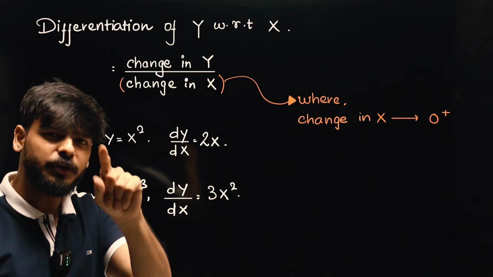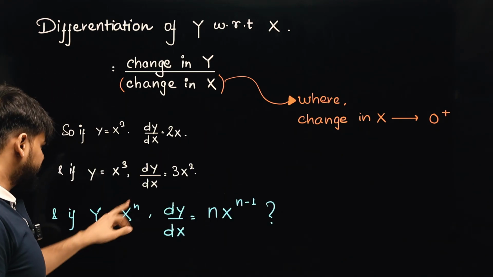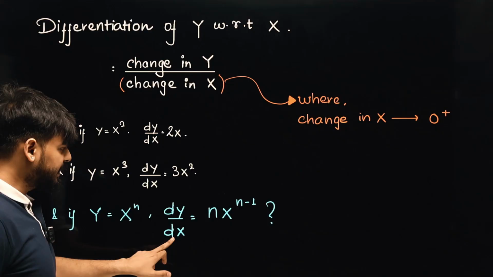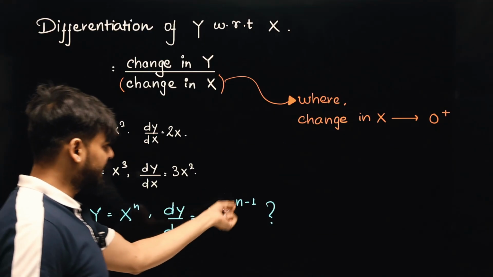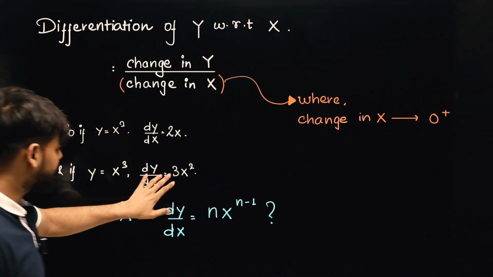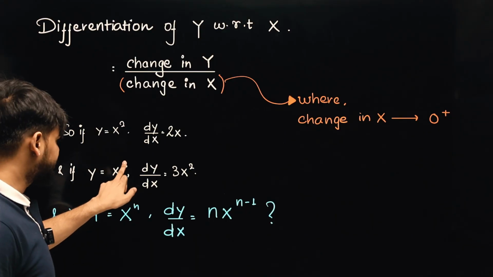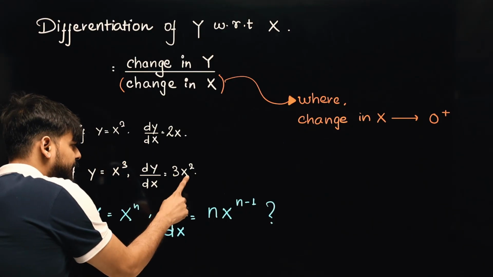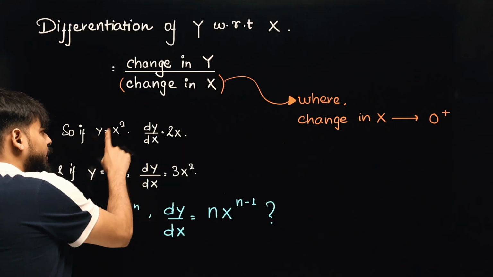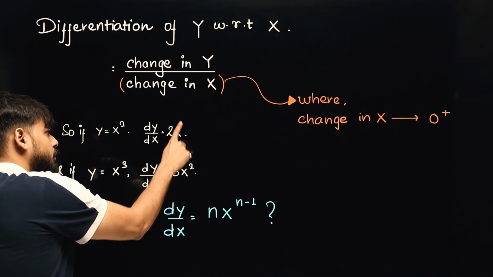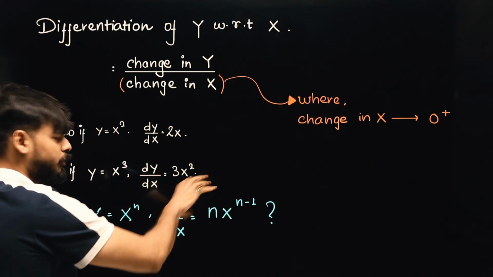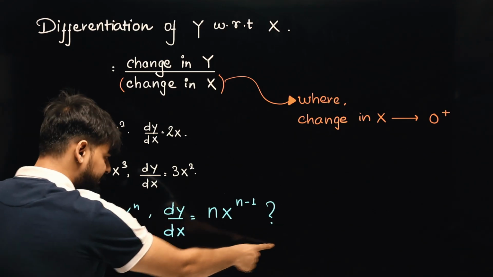In fact, I want to hint you towards something here. If y is equal to x to the power n, then dy by dx will be n times x to the power n minus 1. You see, these two answers follow what I've written here. Here n was 3. So see, we got 3 times x to the power 3 minus 1. Here n was 2, so we got 2 times x to the power 2 minus 1. These results seem to follow this general behavior. So is this statement true?